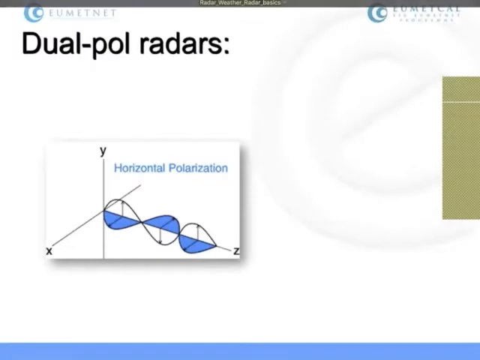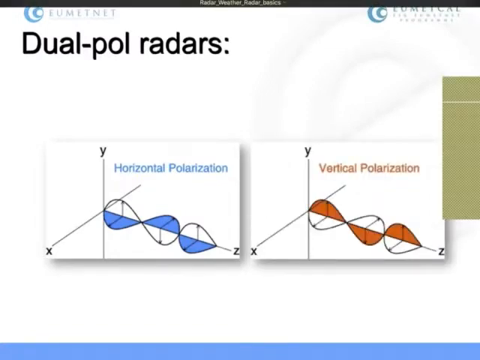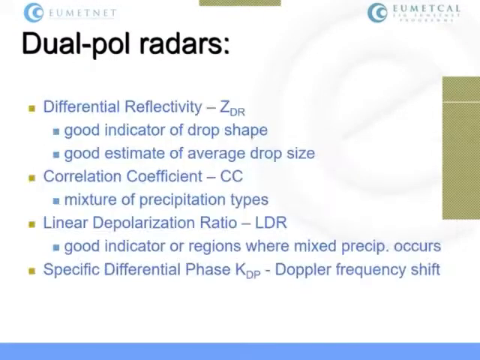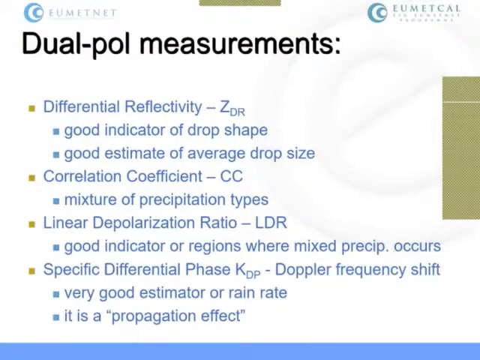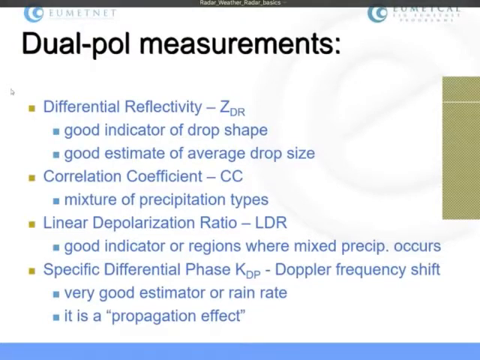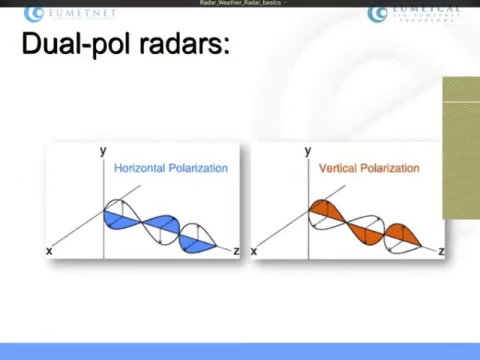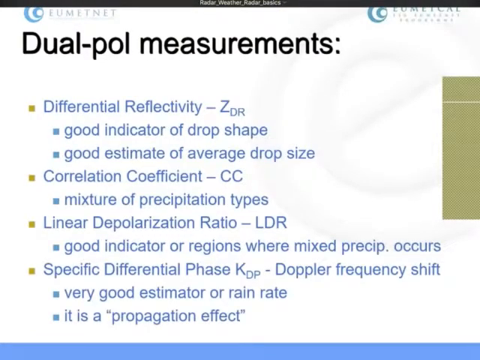As I said earlier, the technology is evolving. Now, dual polarization radars are used by more and more weather services. They give a lot more information on the observed targets.